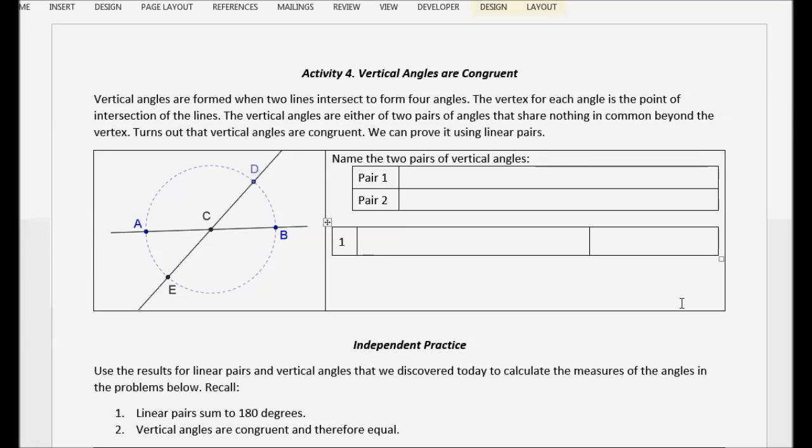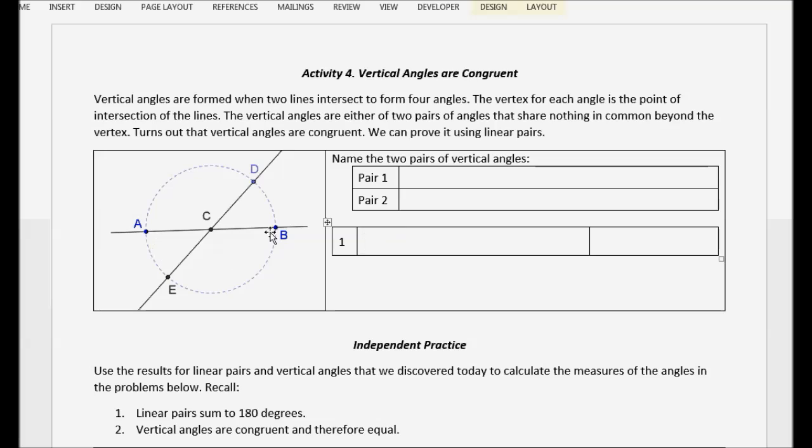We're looking at Activity 4 from Lesson 2-4, Angles Formed by Lines. In this case, we want to show that vertical angles are congruent. And we're going to begin with this drawing and identifying the two sets of vertical angles.